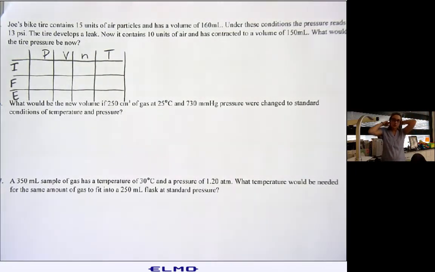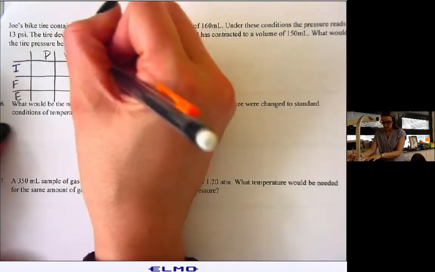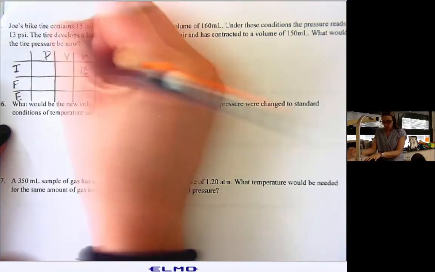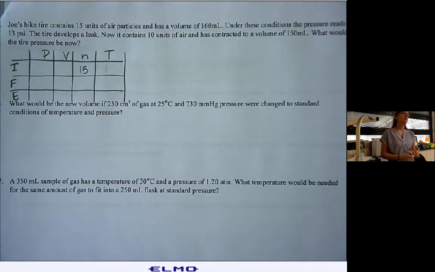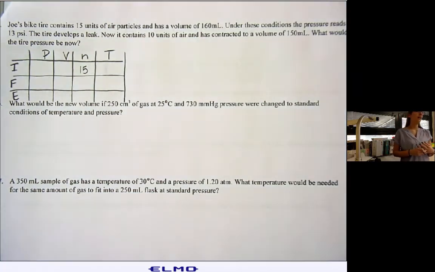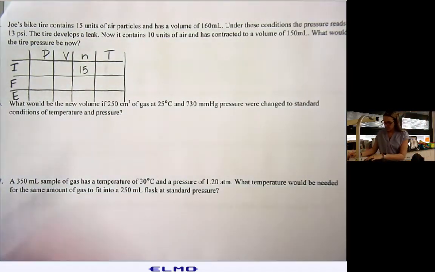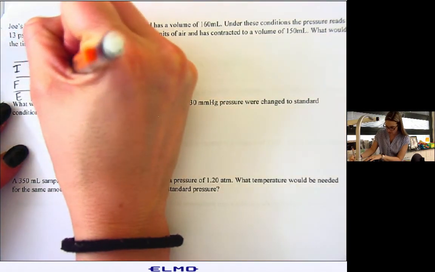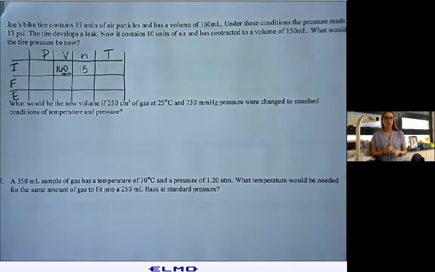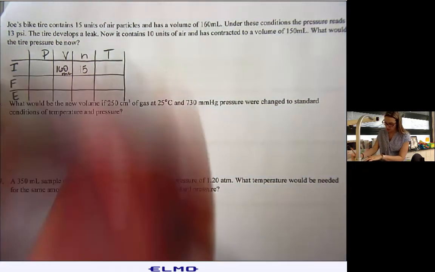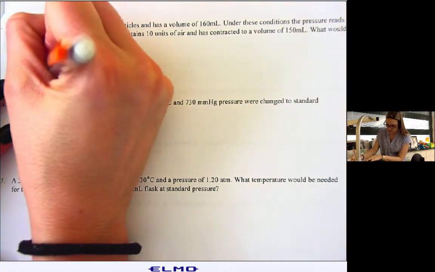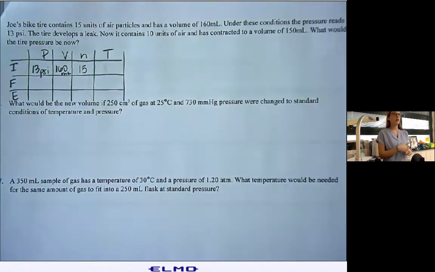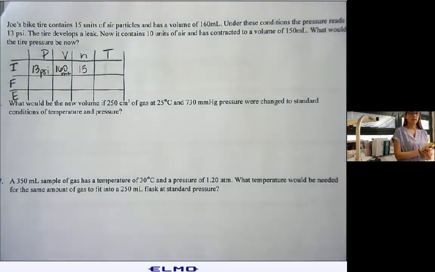So initially, Joe's bike tire contains 15 units of air particles. There's the number of particles. That's N. So I'm going to put 15 in for N. It says it has a volume of 160 milliliters. So initially the volume is 160 milliliters. Under these conditions, the pressure is 13 psi. So there are initial conditions.